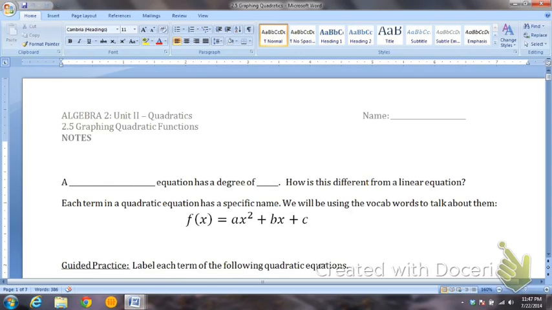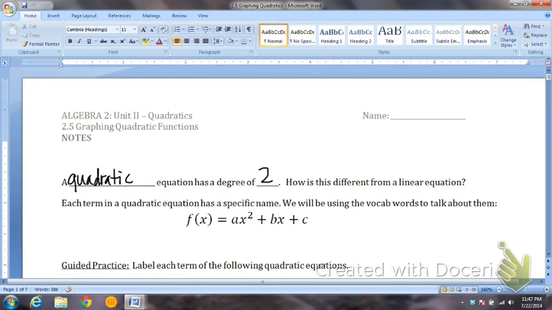All right, so this one's going to take a little bit of time, but it's not difficult. We just have to go through the steps, okay? So we've already talked about a quadratic equation. There's your first blank. Quadratic equation has degree of 2.